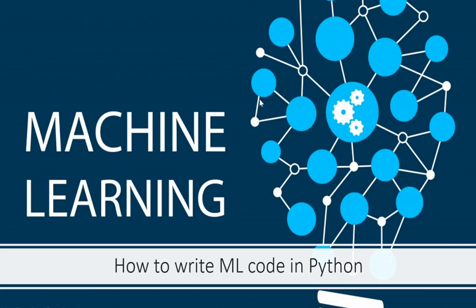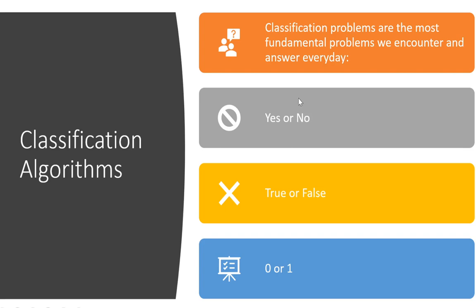Hello, and thank you for checking out my video on machine learning and how to write machine learning code in Python. In today's video, we're going to be talking about classification algorithms. Now, classification problems are the most fundamental problems we are going to encounter in our everyday life, in working with data even, and they're just essentially yes or no questions. True or false, 0 or 1 in computer speak.